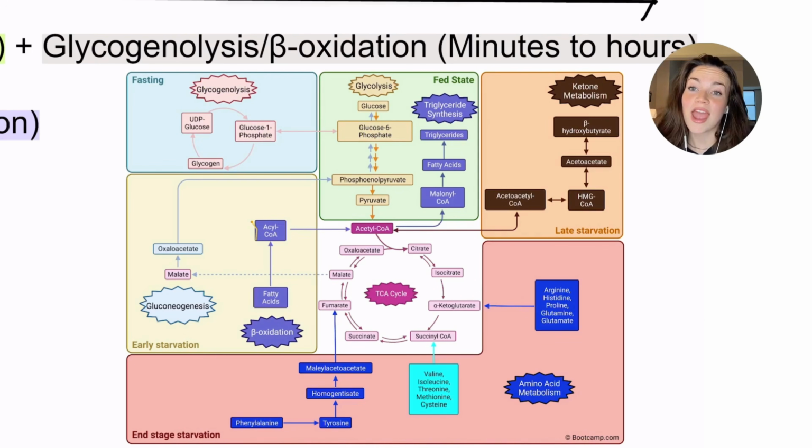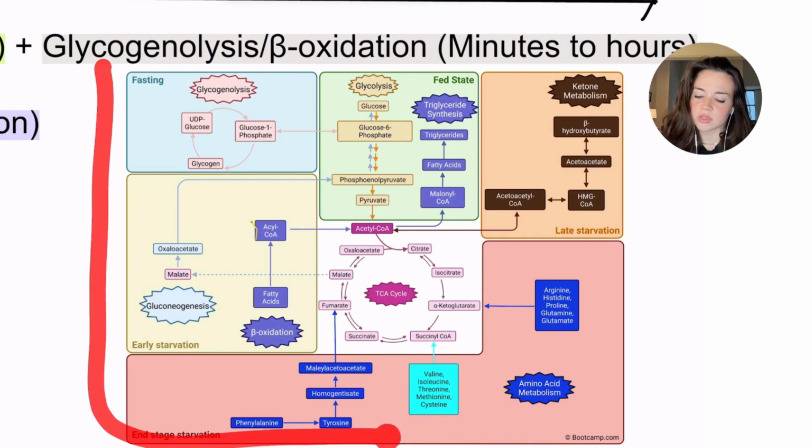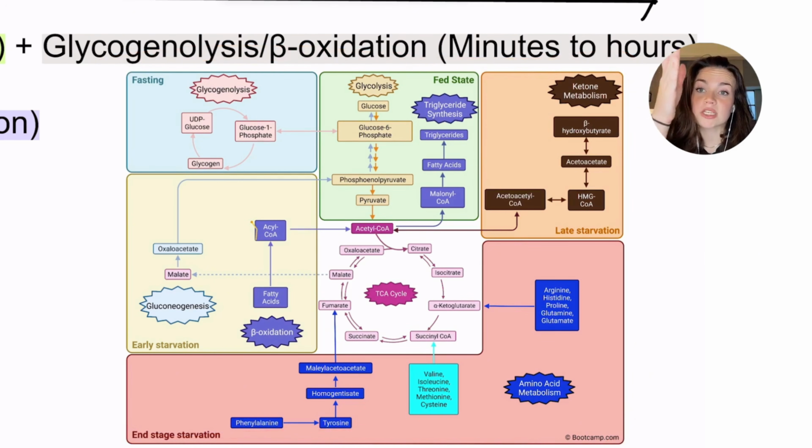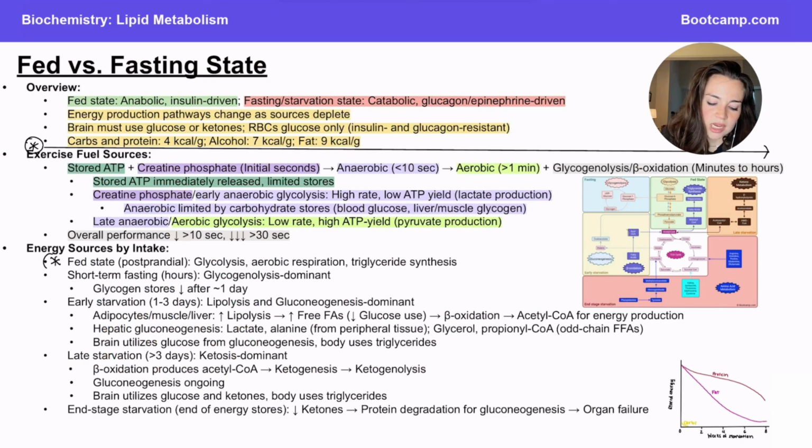All right, so those were our energy production resources as we progressed through an exercise effort. Now we're going to be walking through the different energy production pathways that are in play as we progress from a meal through the fasting state and eventually through starvation. So we can start up here at time point 0 of our last meal and progress through the stages of starvation. At time point 0, we're in the fed state or the postprandial state.